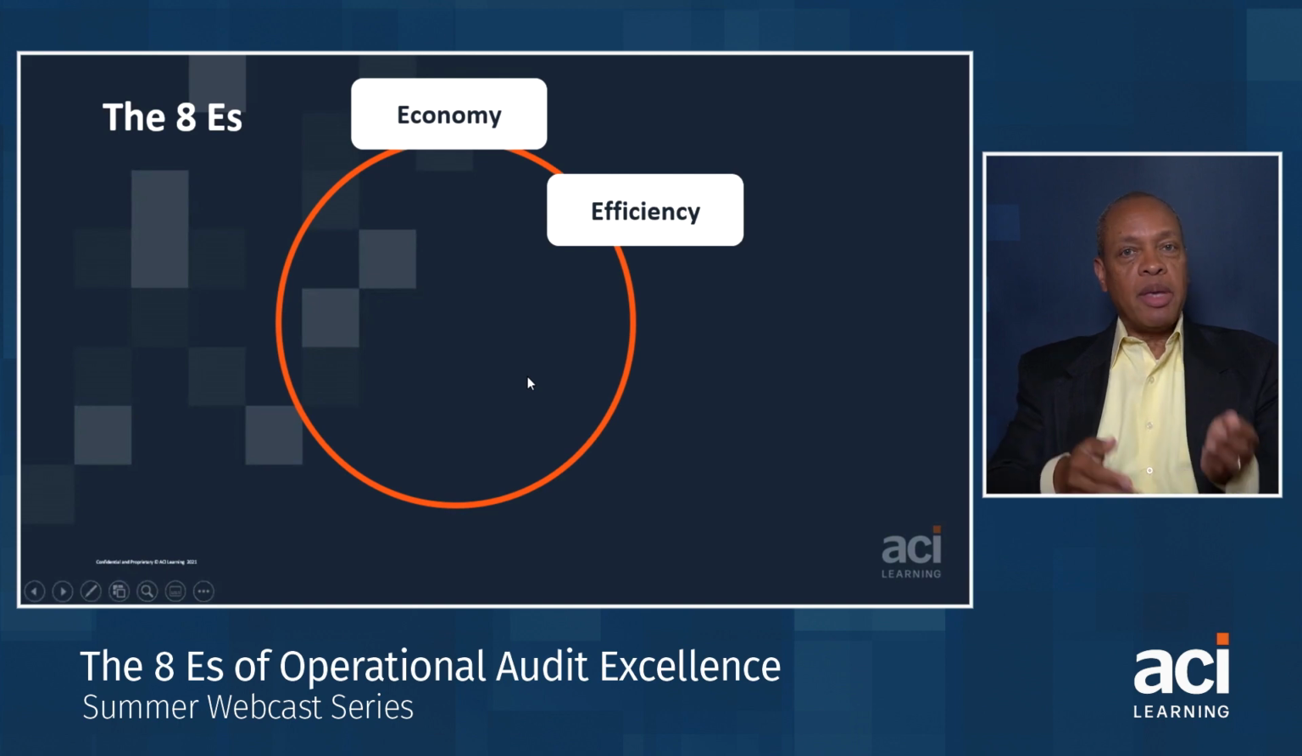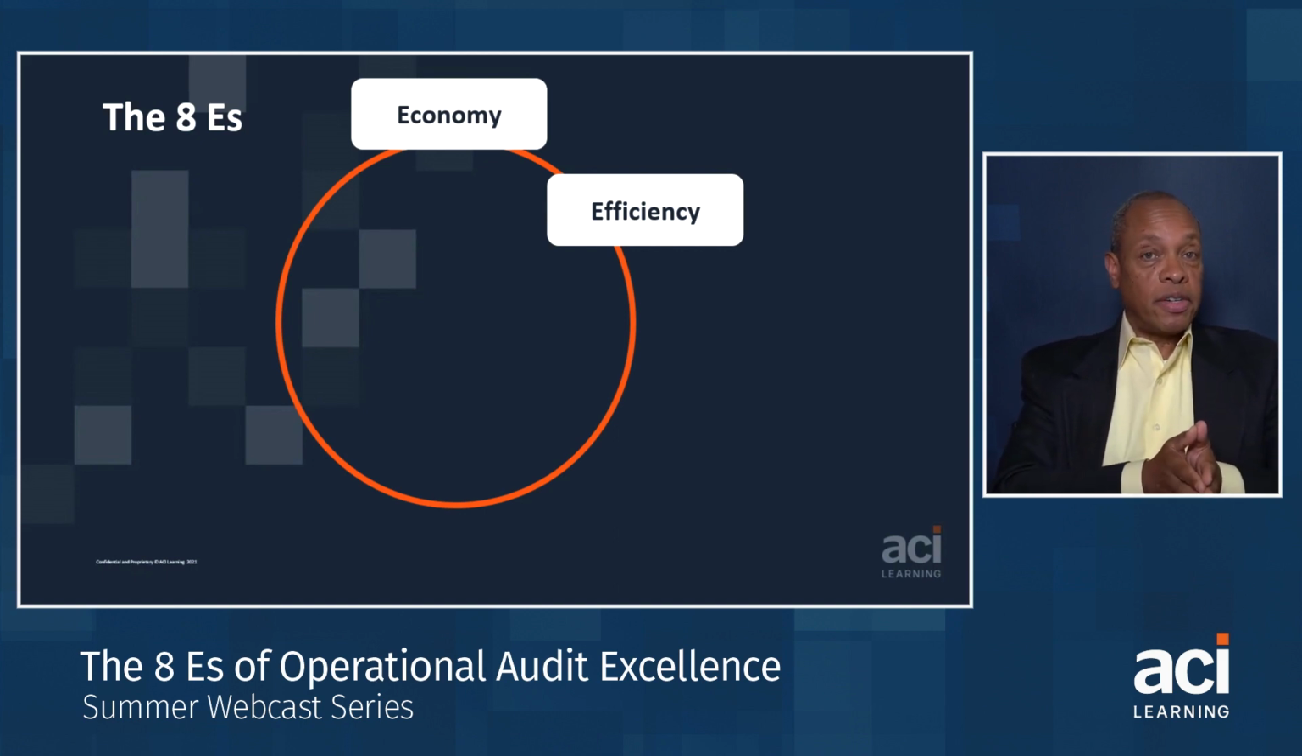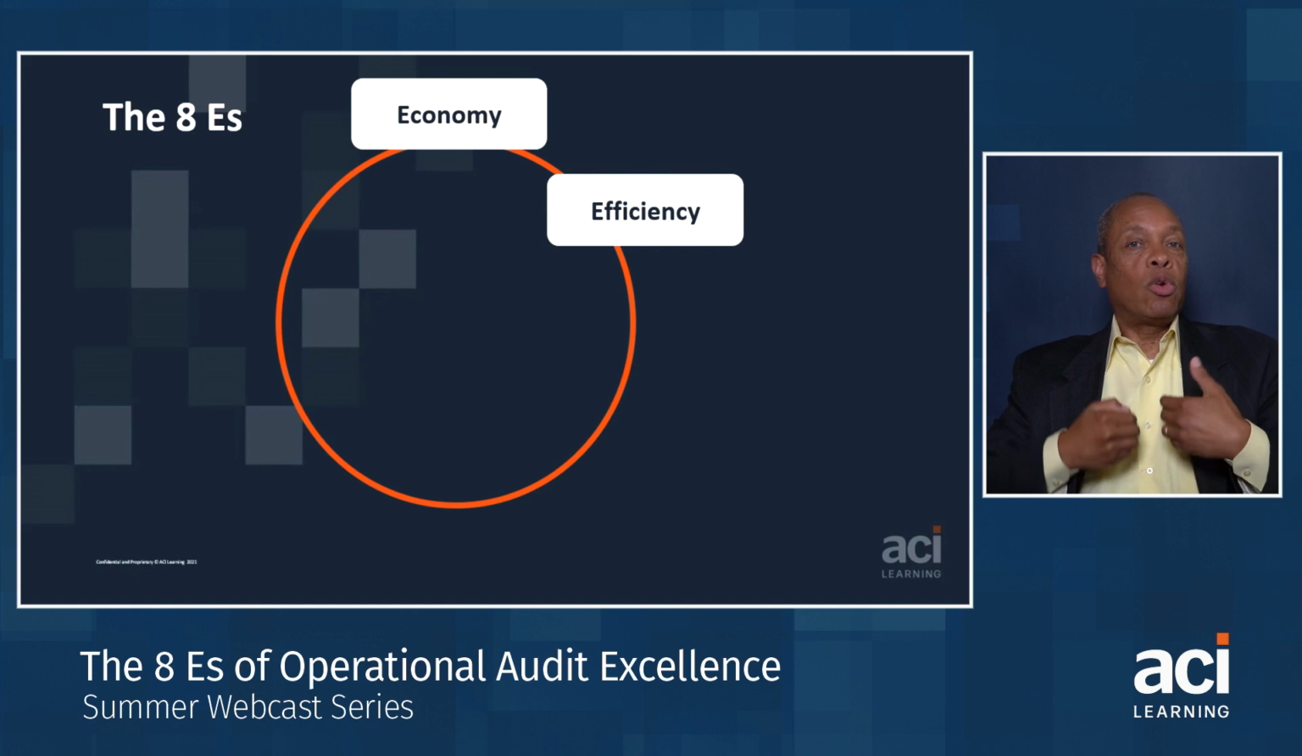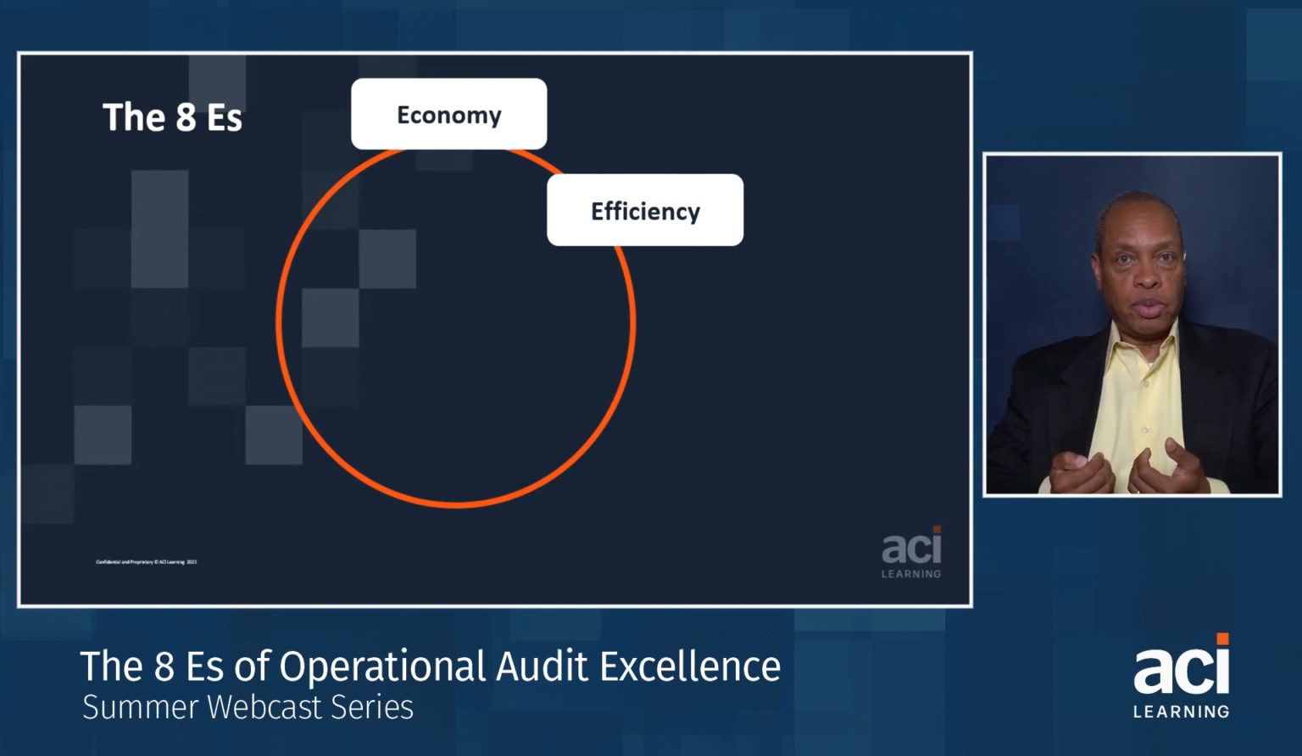So we spoke about economy. The second one, and this is one of the primary 3 Es, is efficiency. This one has to do with the use of those inputs. So economy refers to the price and the value around the inputs that the organization gets. Now, efficiency is at what rate are you using those inputs to produce whatever it is your organization produces.